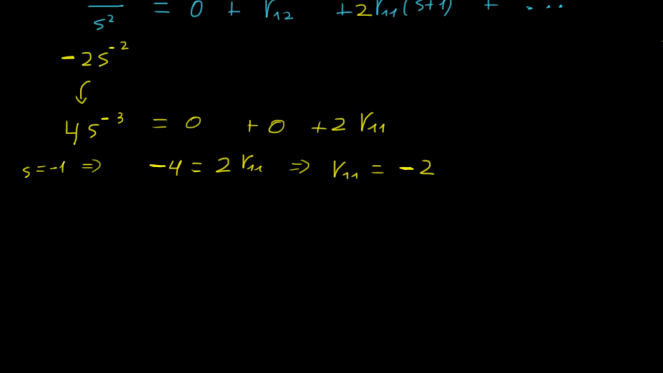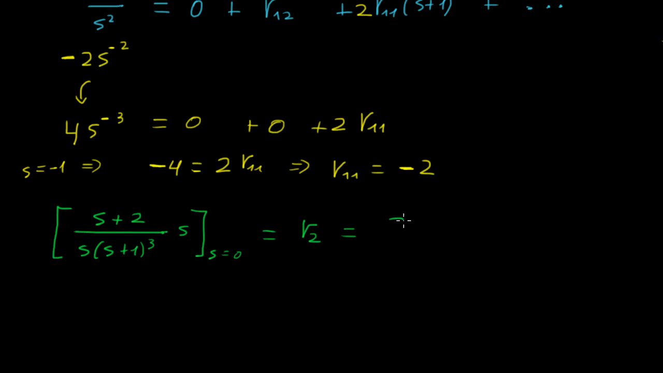We have all the residues related to the pole in -1. We only have to calculate the residue associated to the pole in 0. Let's do it very quickly. The original function was (s + 2) over s times (s + 1) cubed. We multiply that by s and assume that s is equal to 0. That is r2, and this is 2 over 1. Therefore r2 is equal to 2.